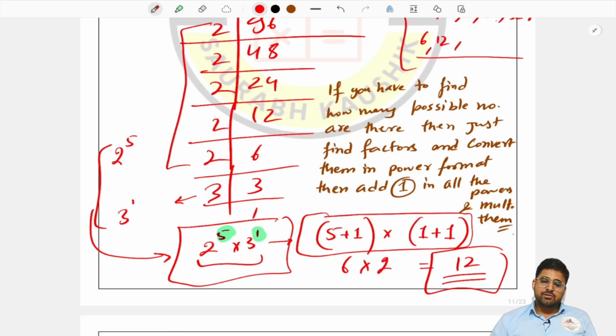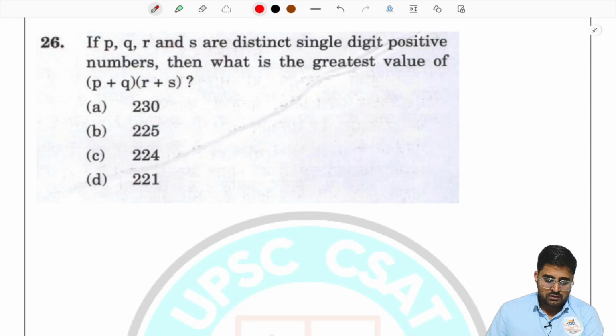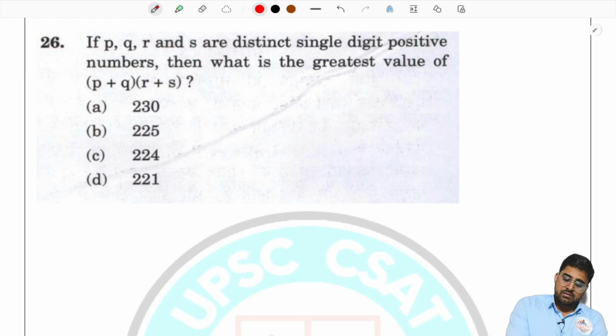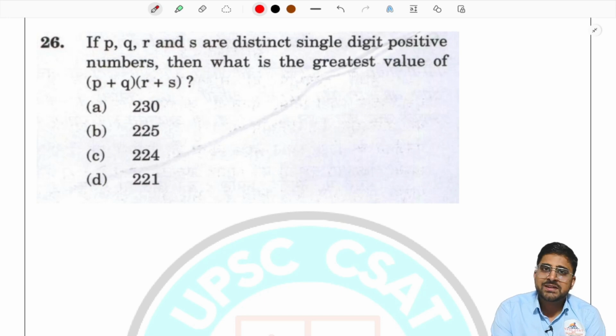Let's move to the next question. Again, a very good question and a conceptual one. This question has a concept of maxima and minima. We are not going to learn maxima or minima, but I will give you some solid statements which will help you in the examination. Okay, let's start the question first.